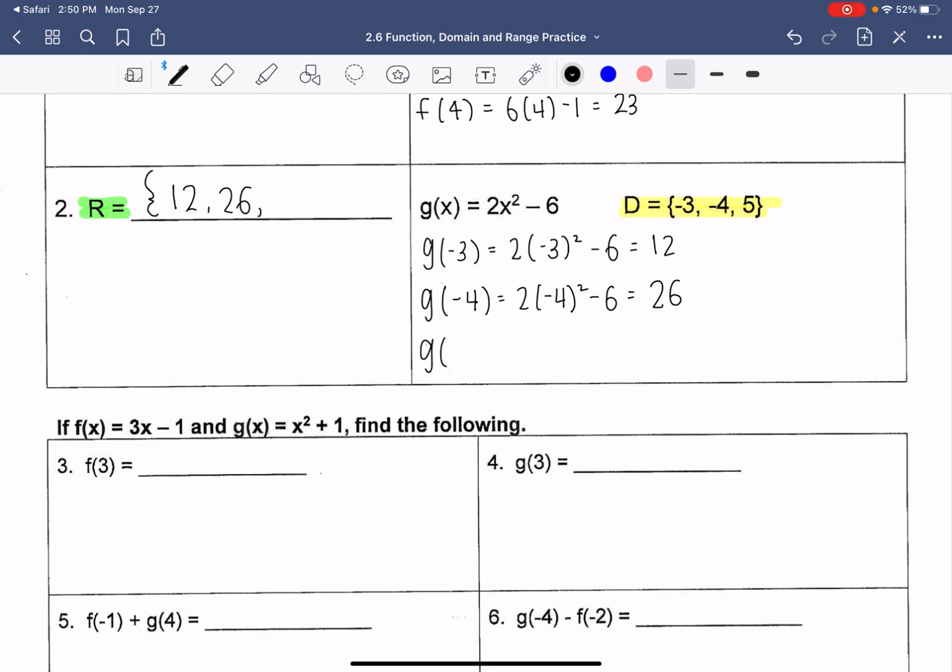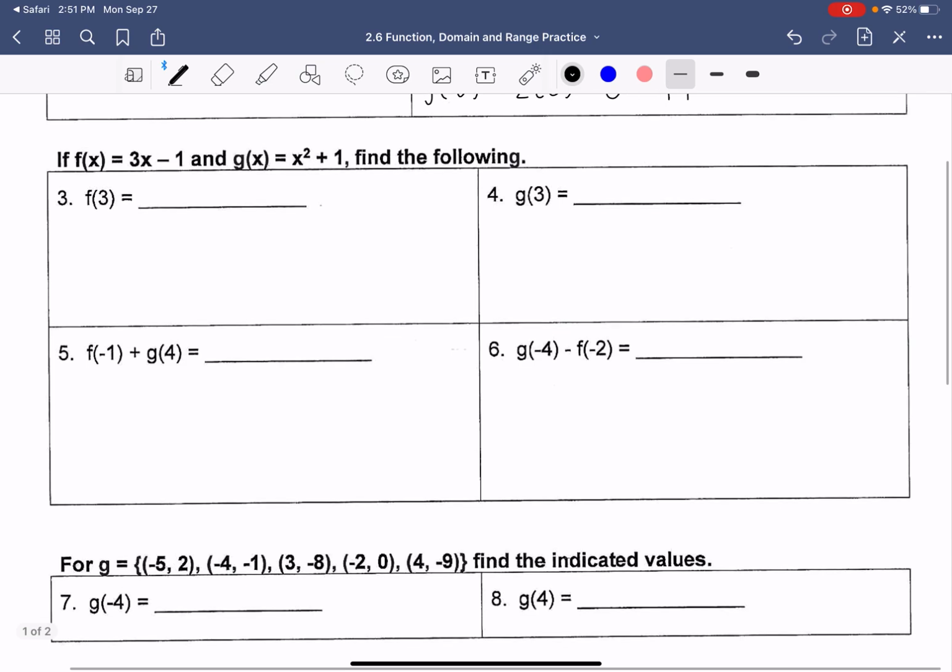Then our last one is g of 5. So 2 times 5 squared minus 6. 5 squared is 25. 5 times 5 is 25. 25 times 2 is 50. 50 minus 6 will get us a 44. So our last number of our range is 44.